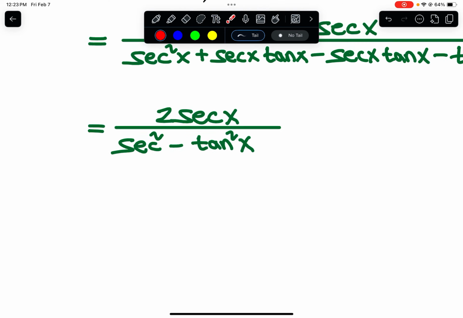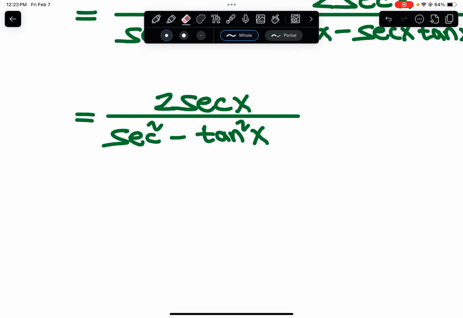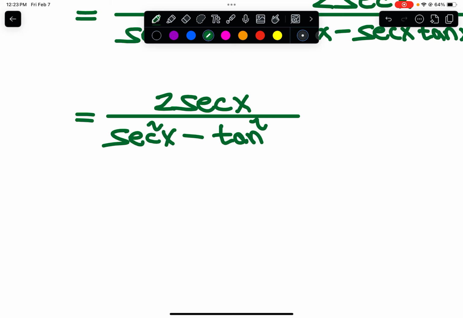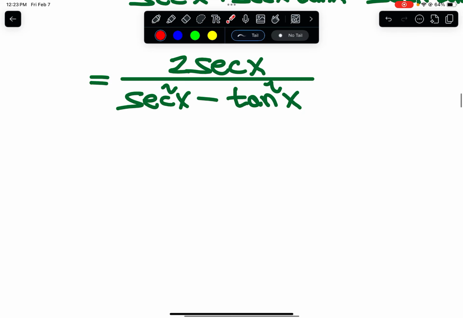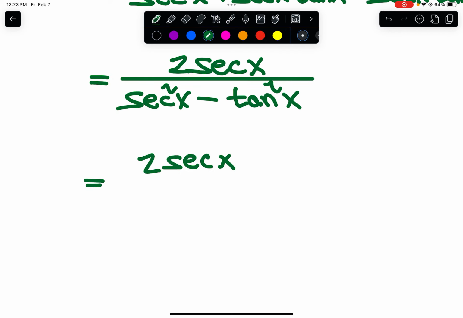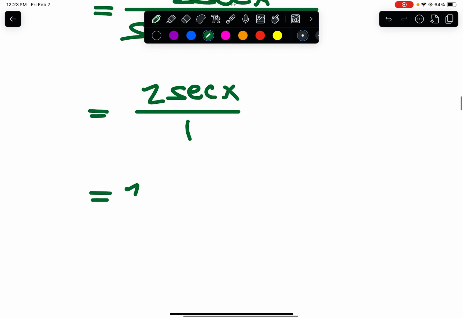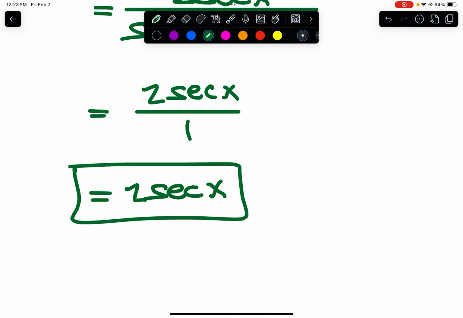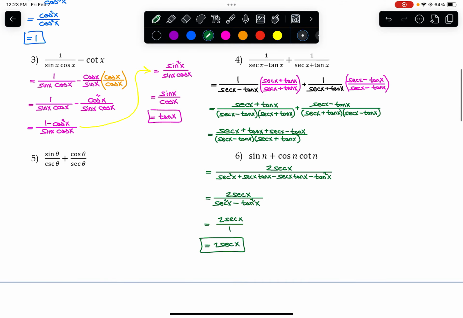Secant squared, ooh, no, I just made a crucial error. Can y'all guess what I did? Hopefully I didn't write my variable. So secant squared x minus tangent squared x, there we go. Now it's a Pythagorean identity. So this will be 2 secant x over 1, which is just going to be 2 secant x. Ta-da. Wow, that was awful.